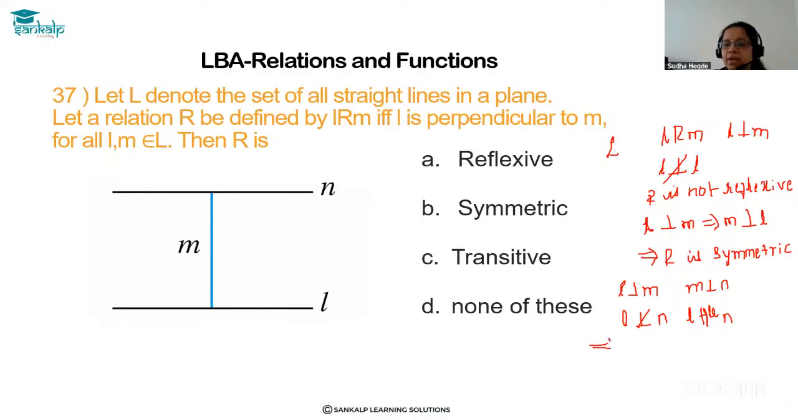Implies R is not transitive. R is not transitive. Check the options now.